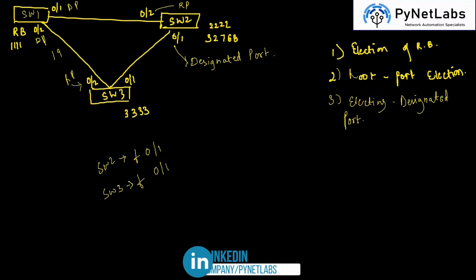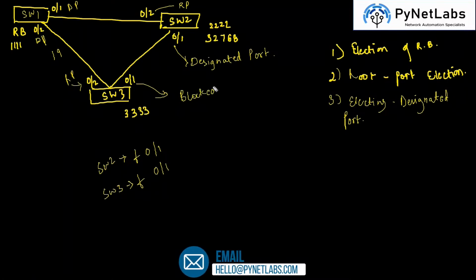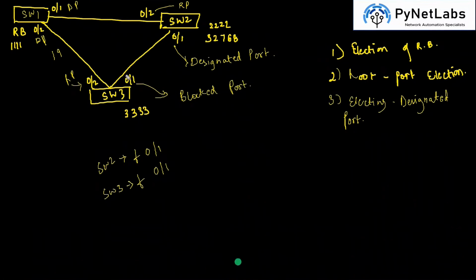And when you are done with the election of the designated port, the rest of the port, if we talk particularly about this topology, the FA01 of switch 3, this port will be the blocked port. Makes sense? So basically, this port will remain down in a topology like this, and this will remain up. Now there is a specific reason behind this also.